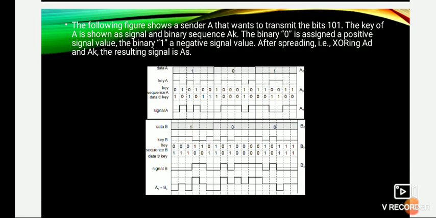The following shows sender A, which wants to transmit the bits 101, that is the data value. The key of A is shown as a signal and the binary sequence is AK. The binary 0 is assigned a positive signal value and the binary 1 is assigned a negative signal value. After spreading, that is XORing AD and AK, the resulting value is AS, as given in this diagram.